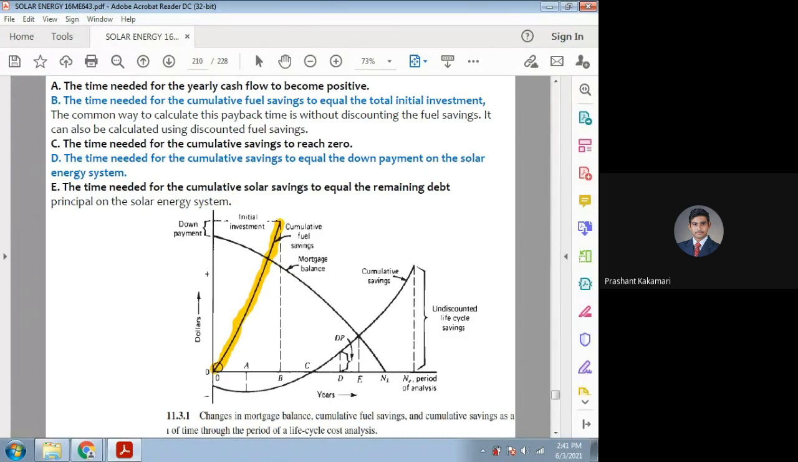No extra fuel is required for running this solar system, so that amount is saved. That's the benefit; you can see the plus sign here. That is one of the benefits from the solar energy system. Next, we can see a curve starting from the down payment, and it comes and ends up here on the x-axis.